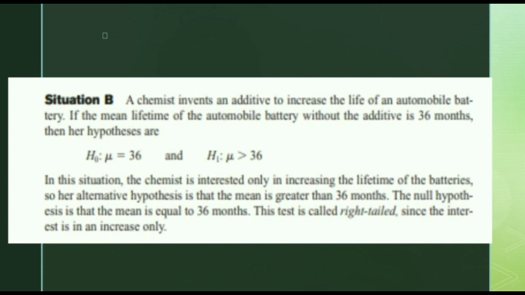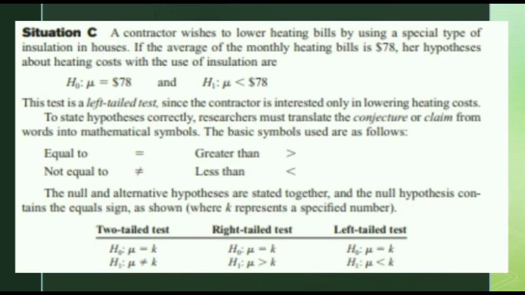Right-tailed test if the claim is increasing, or if the claim is greater than, or something like that. But if it is not equal to, then that is called a two-tailed test. Just situation C.